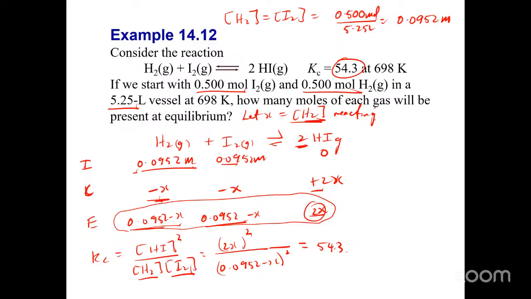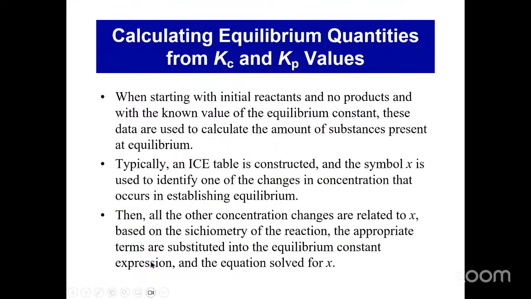Yes, sir. Would it matter? No, it wouldn't matter. It might look a bit different, but the result should be the same. Because you could have said, let X represent the amount of HI that is produced. If you did that, this would be X, and then this would be minus half X here and minus half X here. But the result should still be the same.